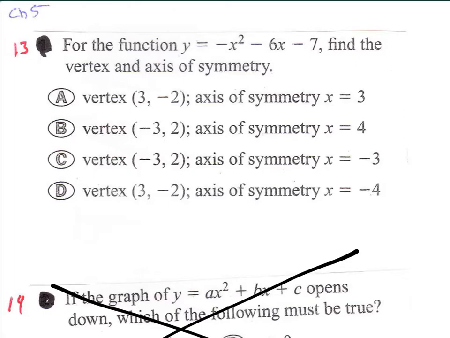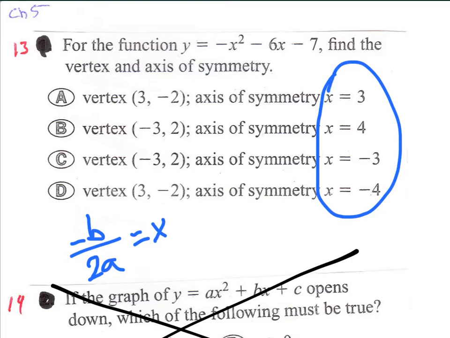All right, an easy way to go about this is, again, use that negative b over 2a. That can give you the x. You've got 4 different choices listed right here for x, so basically you can find the x, and that kind of takes care of the rest of the problem for you.